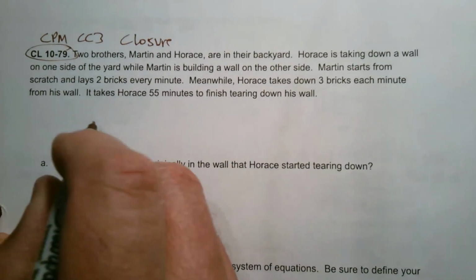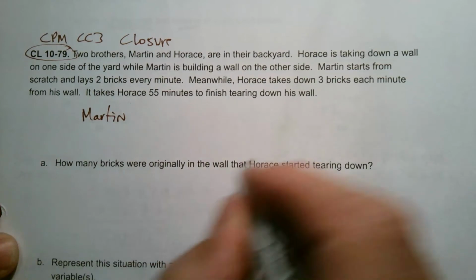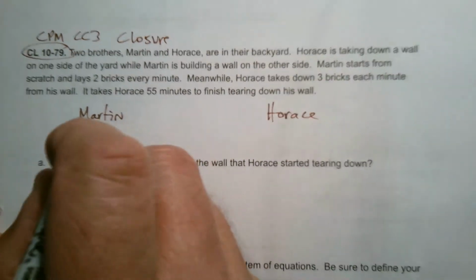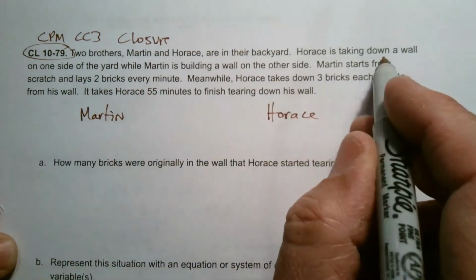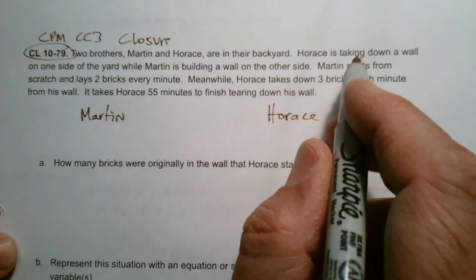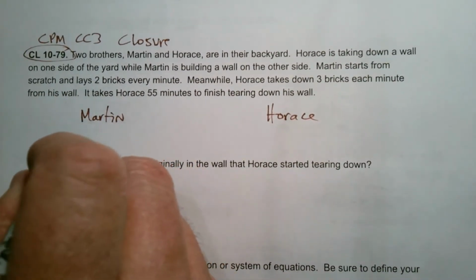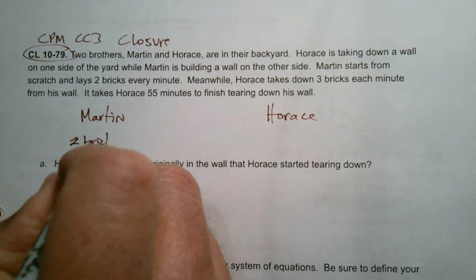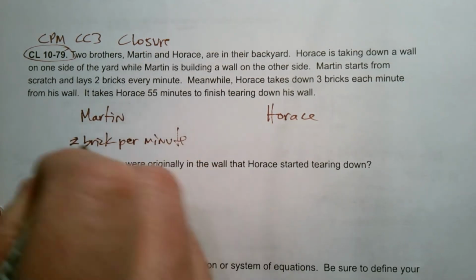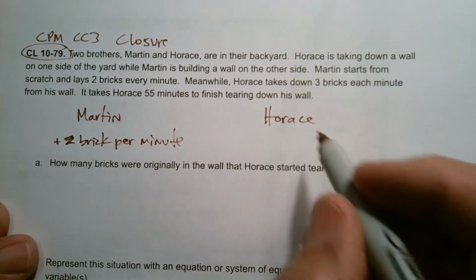So you've got two sides of the yard. Over here I'll take some notes: Martin, and over here on the other side is Horace. Martin is building his wall, starts from scratch and lays 2 bricks per minute. Okay, so that's a positive. He's adding 2 bricks per minute.